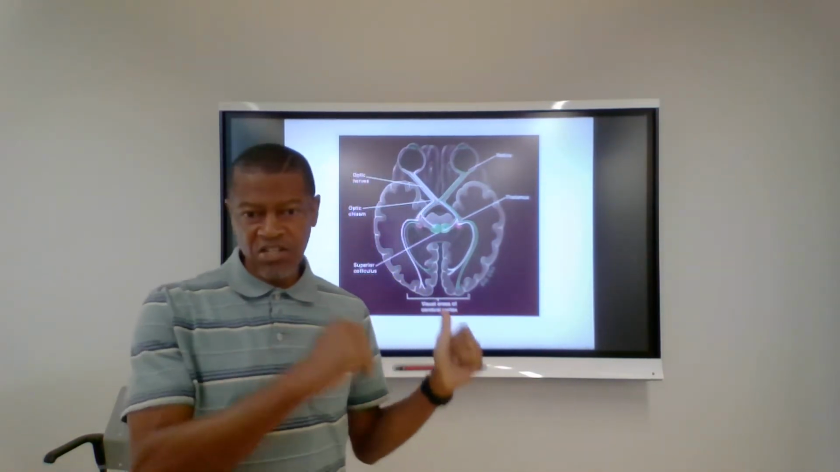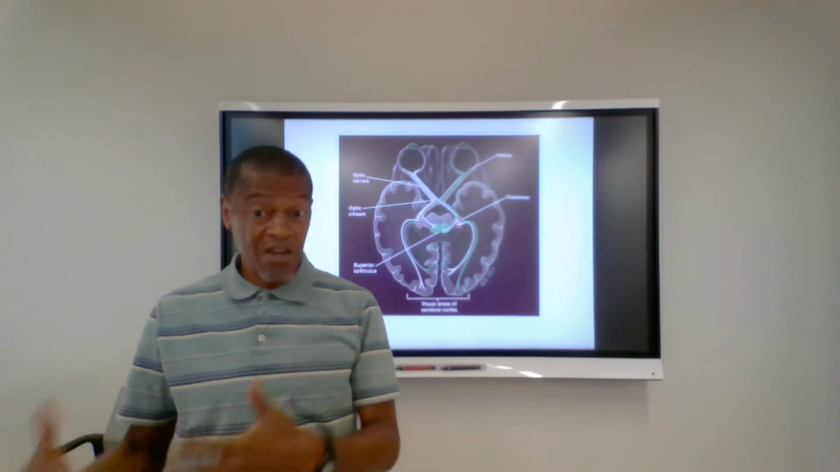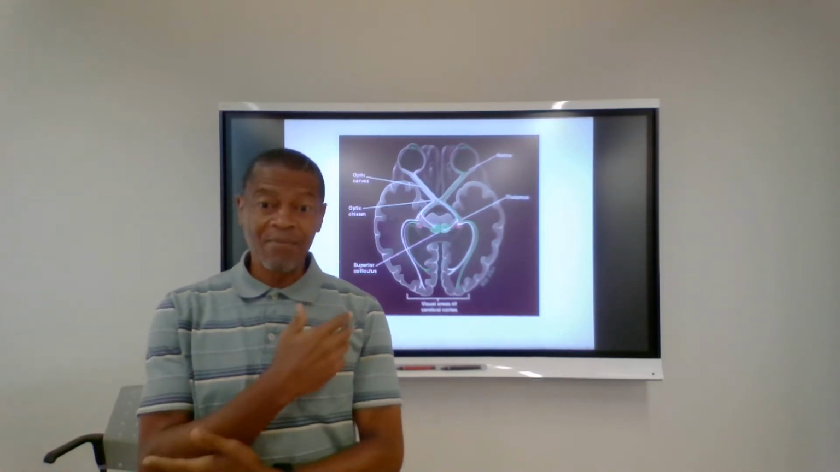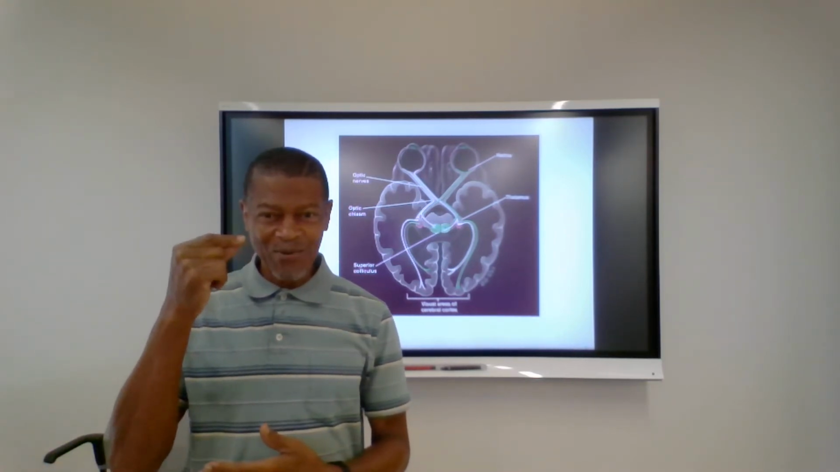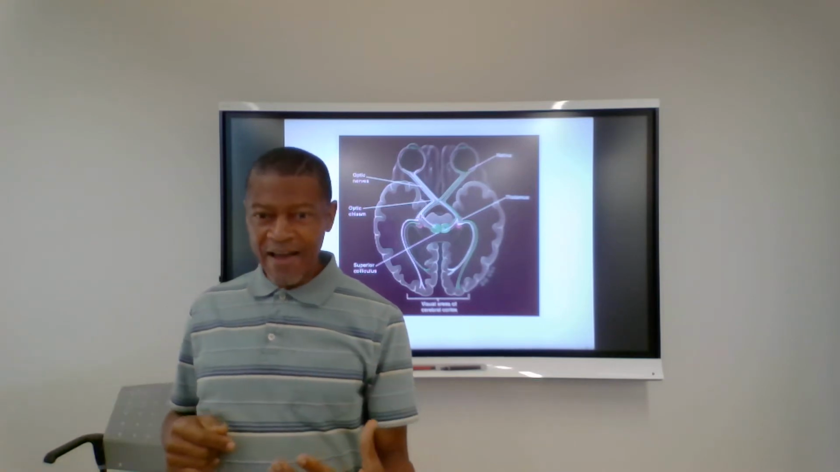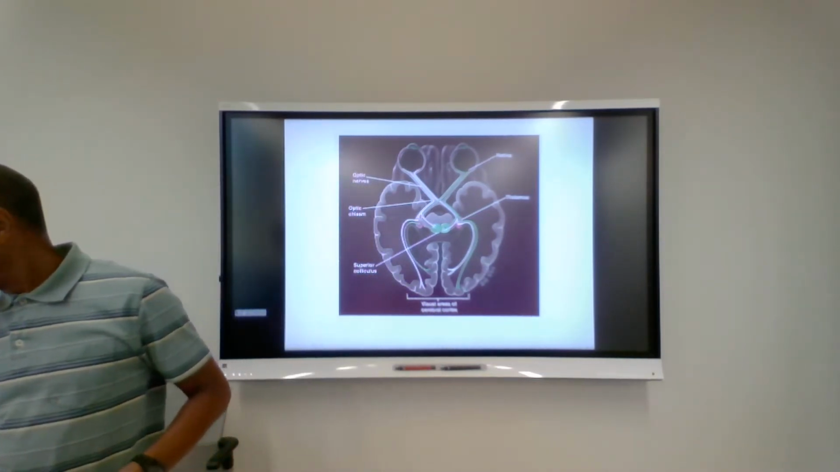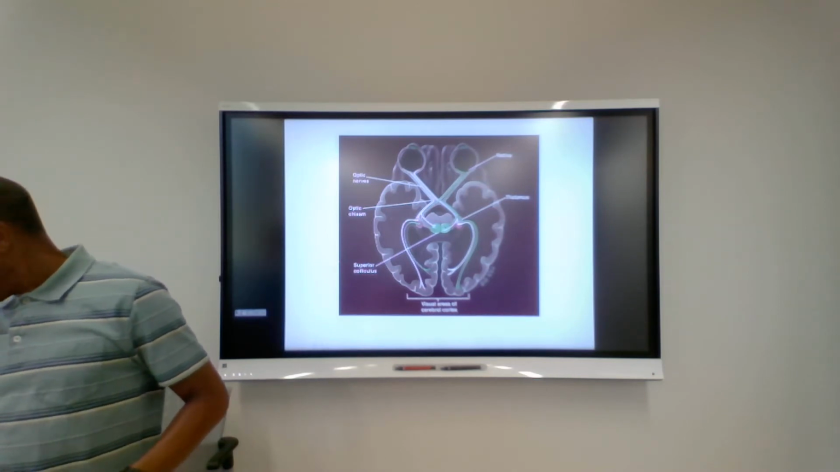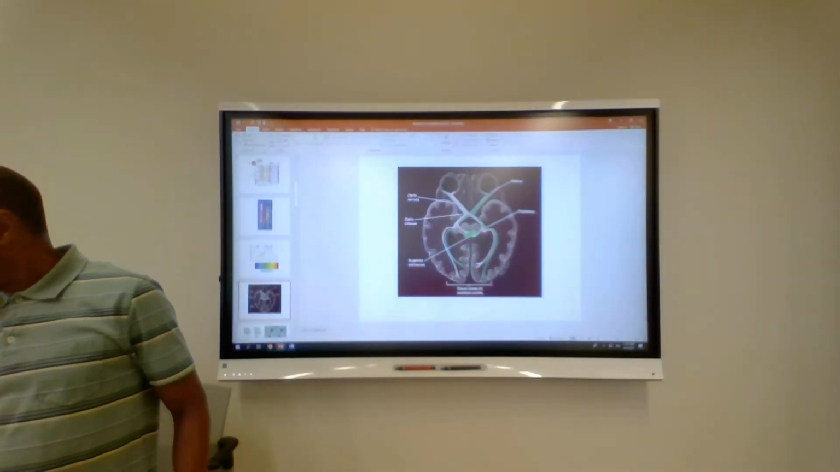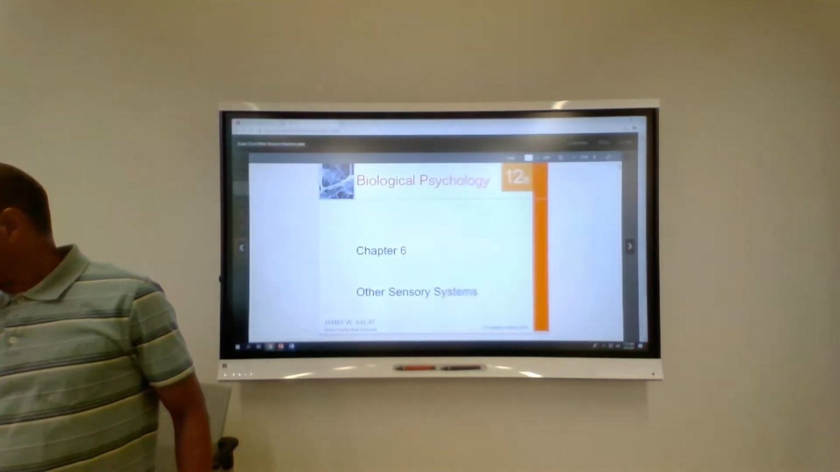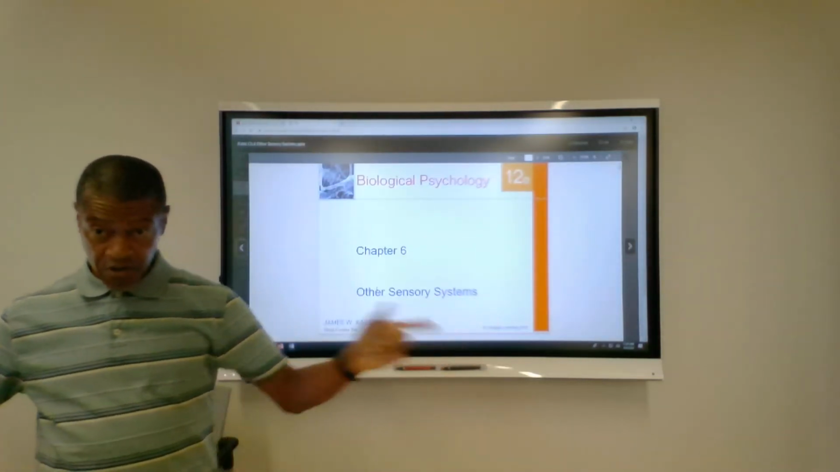I thought it was important to kind of share that because, again, as we now deal with the ear, we're dealing with different anatomy. Not eyeball and receptors in the retina, but we receptors deep there in that ear. So chapter 6 are the senses, other sensory systems.